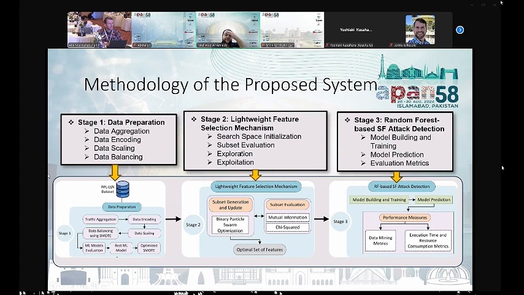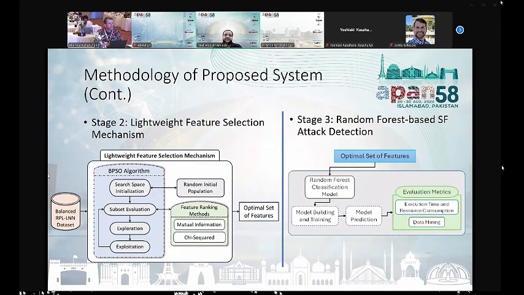The second stage also contains several steps, starting with subset generation and updating, then subset evaluation, where, as you can clearly see in the middle of the figure, we used mutual information and the chi-square algorithm. And lastly, we have the random forest, which also contains several steps: model building and training, prediction, and then evaluation measures to evaluate the model. In short, this is the content of the second stage, which is called the lightweight feature selection algorithm.